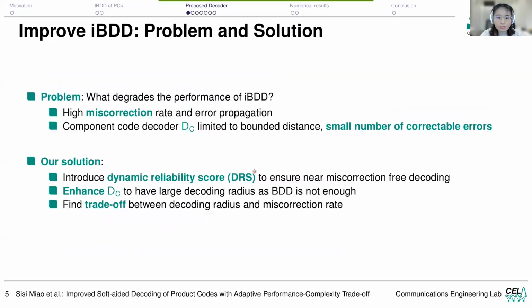So we can now give our solution. The first thing, to deal with miscorrections, we introduce the dynamic reliability score, which we call DRS. And the second thing is we enhance DC to a list-based decoder, which corrects a bigger number of errors. Very interestingly, the bigger the number of errors we can correct, the more prone we are to miscorrection. So it's also very important to find a trade-off between these two, but this is what we do.